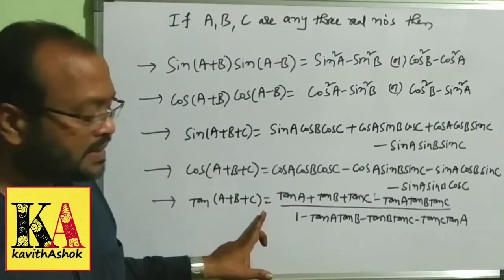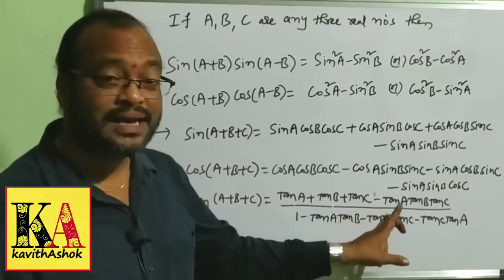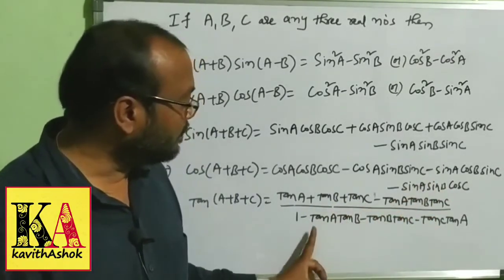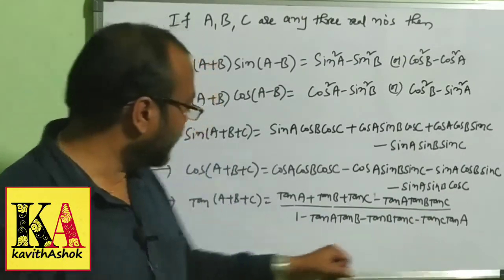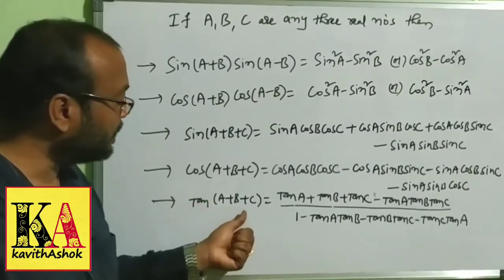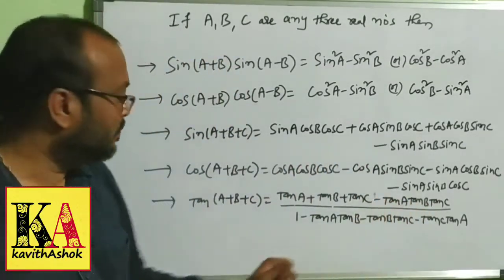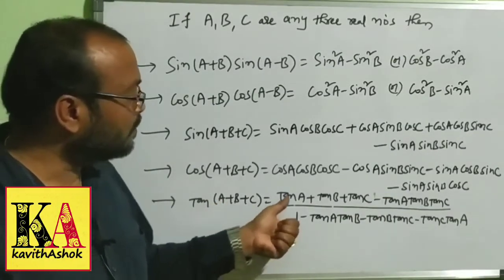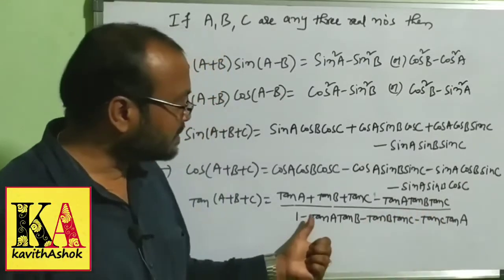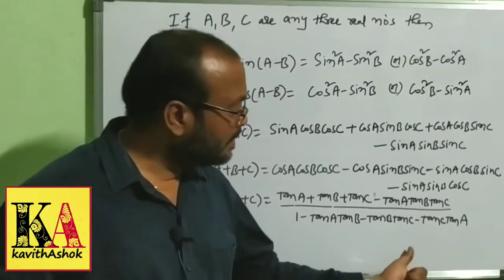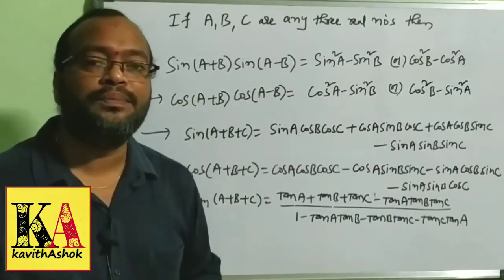And tan of A plus B plus C is equal to tan A plus tan B plus tan C minus tan A tan B tan C by 1 minus tan A tan B minus tan B tan C minus tan C tan A. If you want to write the formula for cot of A plus B plus C, we can get the same formula, but in the place of tan we can put cot. So cot of A plus B plus C is equal to cot A plus cot B plus cot C minus cot A cot B cot C by 1 minus cot A cot B minus cot B cot C minus cot C cot A. If we remember these formulas, the problems will be very easy.